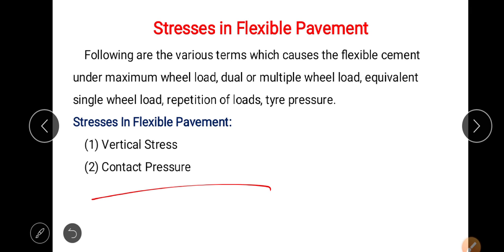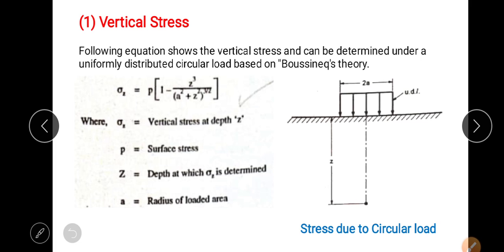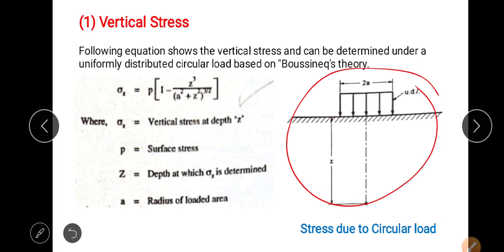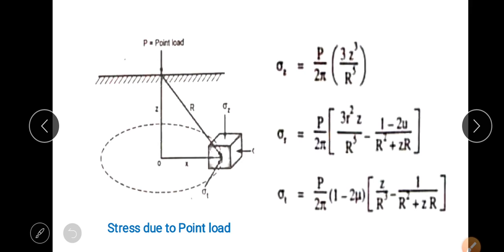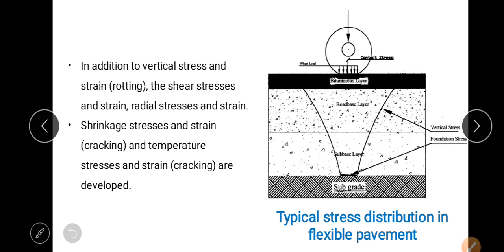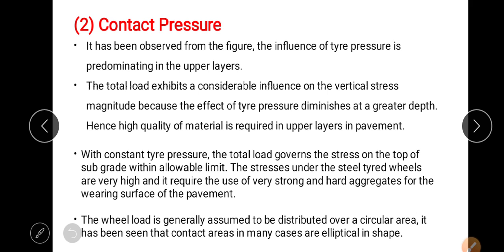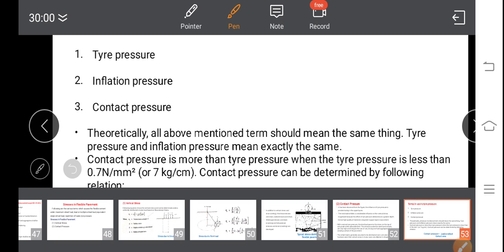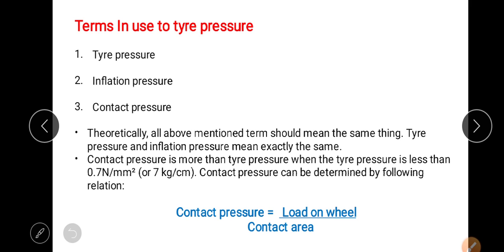Stresses in flexible pavement. Vertical stress, contact pressure. Vertical stress, this formula we have already seen. The figure also is being given here. Right? This is beyond your scope. Contact pressures we have seen. Tire pressure, inflation pressure, contact pressure, all are almost same. So contact pressure is equal to load on wheel divided by contact area or area of imprint.